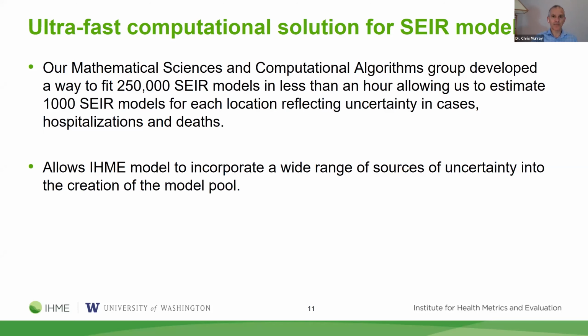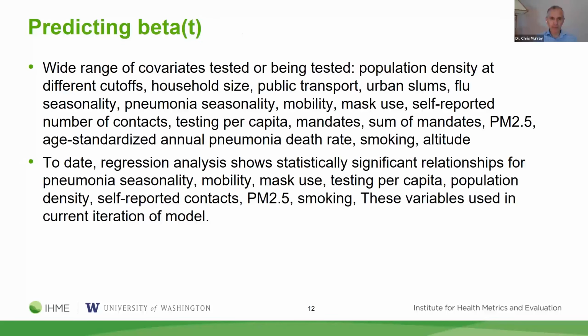Now, I mentioned we predict transmission, which in the formality of the math here is called beta t. You can think of effective R as just a function of beta t, another parameter called gamma, which is the duration that you stay in the infectious box, and the number of susceptibles in the population. So all those go into effective R. But beta t, think of it as the transmission parameter. And we keep testing a wide range of covariates. And now in the model, we have found statistically significant relationships for pneumonia, seasonality, mobility, mask use, testing per capita, population density, self-reported number of contacts, air pollution, and smoking. And so those are now the set of variables. But we keep examining as the evidence accumulates, we start to find new relationships.